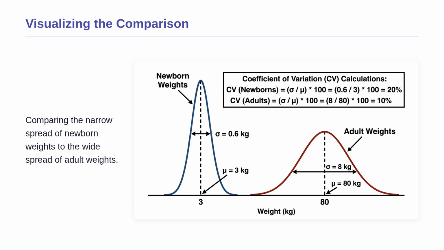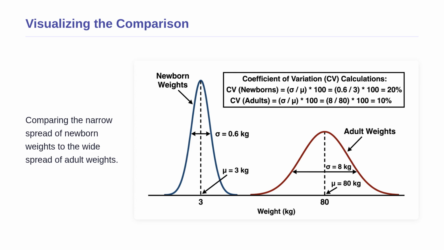To truly grasp what we just calculated, let us look at this visual representation. On the horizontal axis, we have weight in kilograms. On the left, you see the tall, narrow bell curve for newborn babies, centered at 3 kilograms. On the right is the much wider curve for adult men, centered at 80 kilograms.